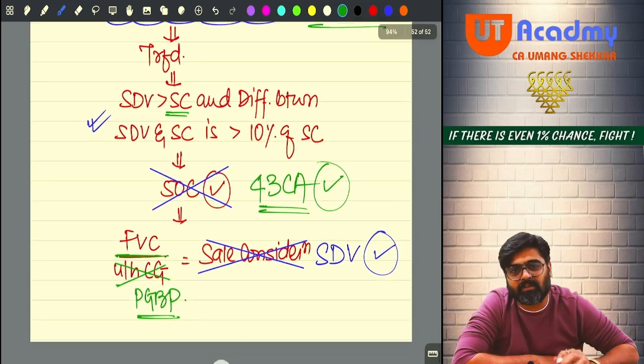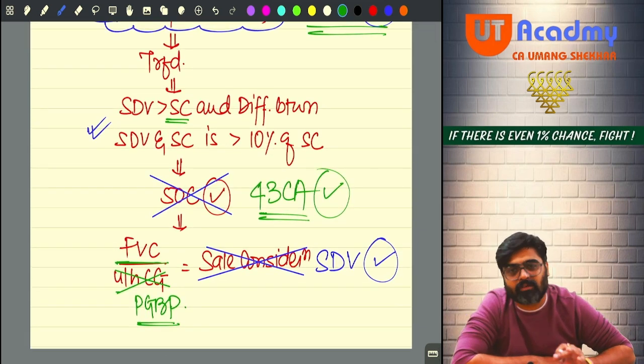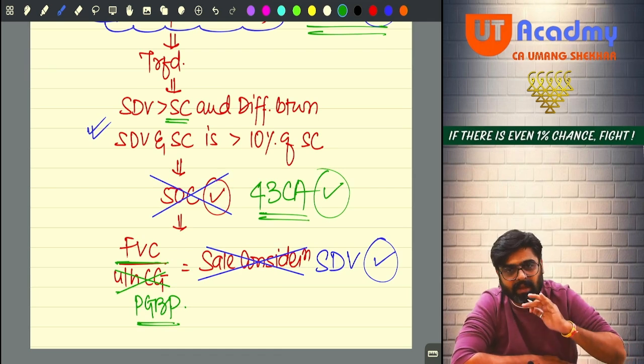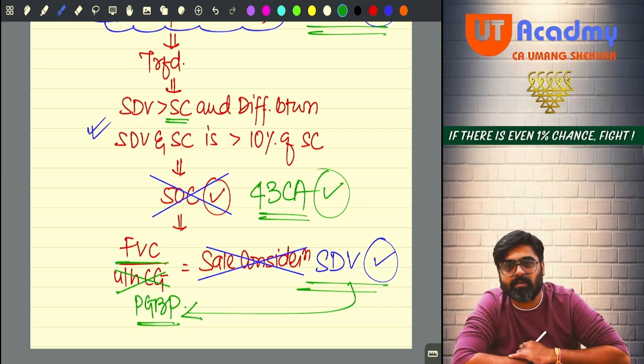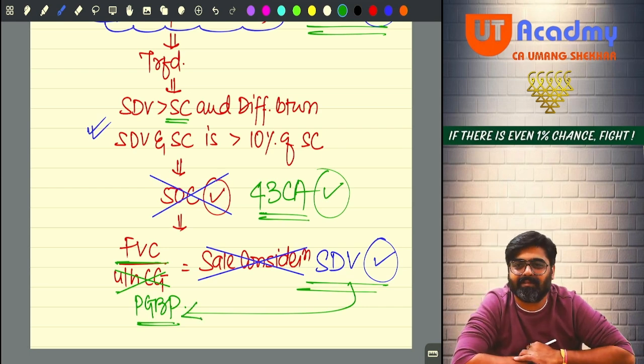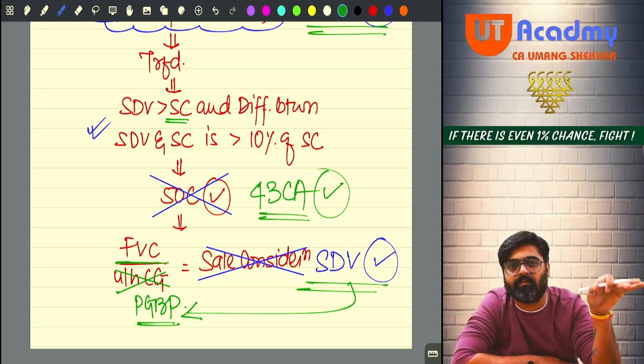And as per 43CA, what will happen? The amount of sale consideration which you were showing taxable under the head PGBP will be ignored, and the stamp duty value will be taxable under the head PGBP as your sale consideration. Same to same provision. Those three stories, same.